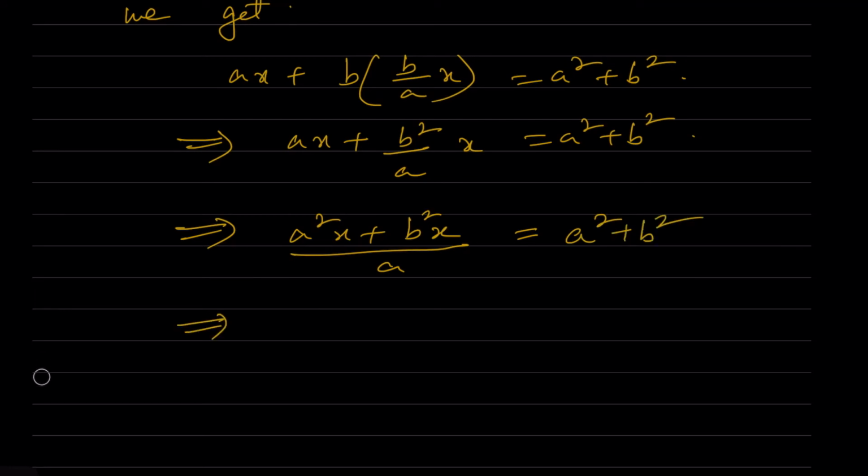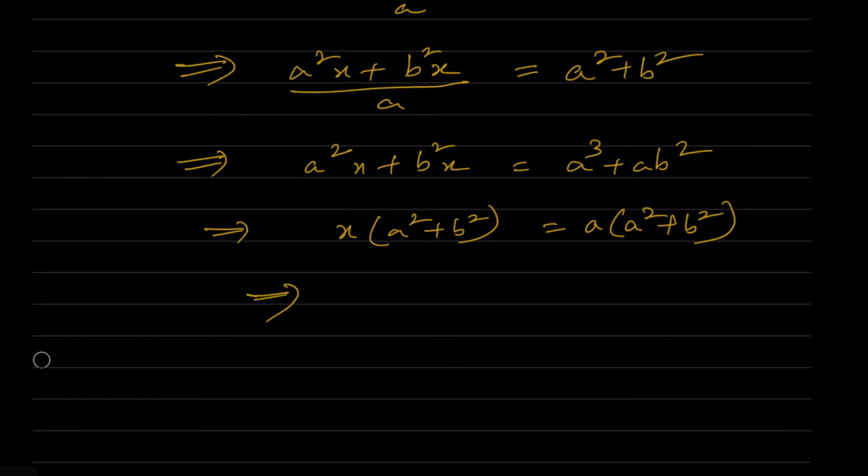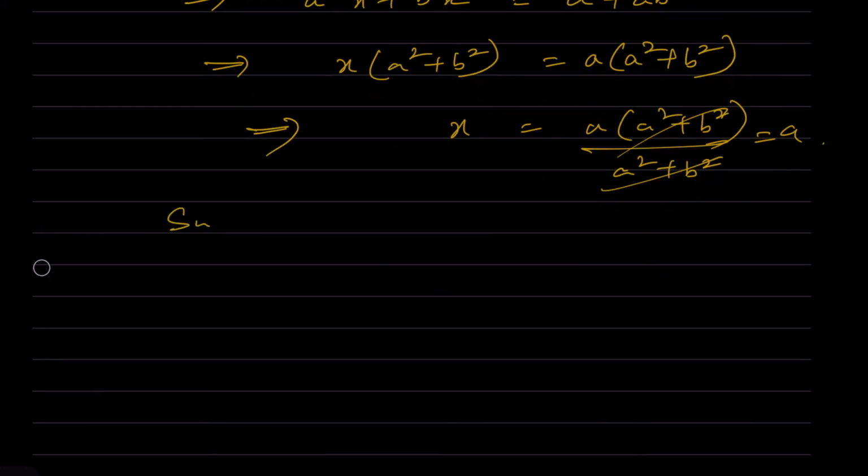Now cross multiplying, you are taking out x common. a square plus b square into x is equal to a square plus b square, and you multiply this a with both the terms, a cube plus a b square you get. Now in the next step, if you take out x common, you get a square plus b square, and over there you are getting is equal to a into a square plus b square. So x is equal to a into a square plus b square by a square plus b square. So a square plus b square is getting cancelled in numerator and denominator. So x is equal to a. Now substitute this value of x in equation 3, that is y is equal to b by a into x.